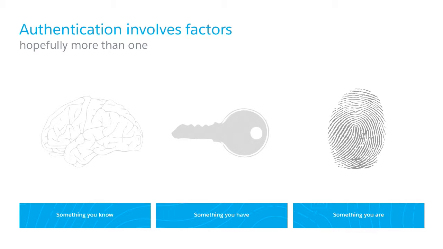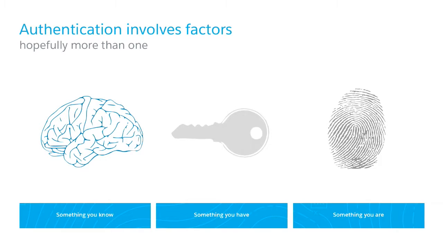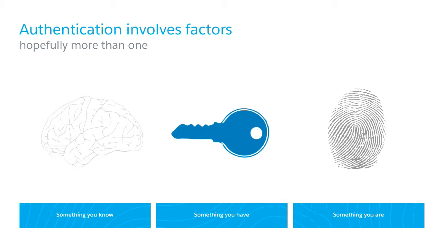Authentication involves factors. Hopefully you use more than one of them, but in a lot of cases, it's just one. Usually that one is something you know. Examples of this are secrets you provide in passwords, for example. Another factor is something that you have, which is like the keys to enter your house, your car, that kind of thing. Or it could be something you are, right? You have your fingerprint, you are your iris, you are your personality.